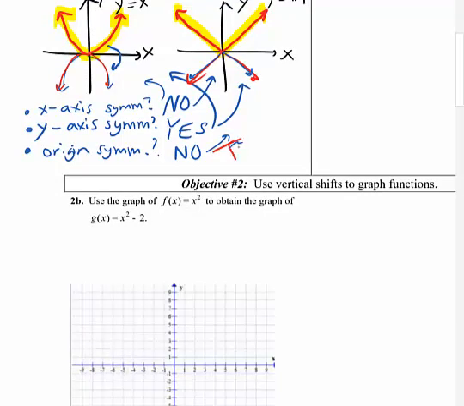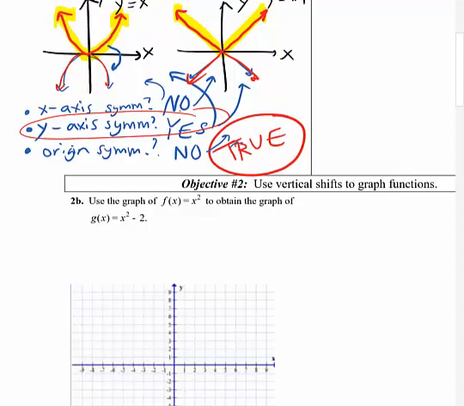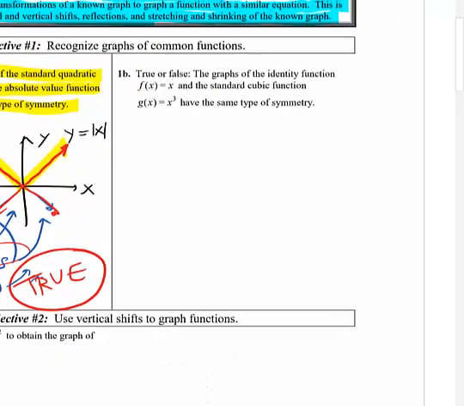So I'd say the answer to the question they asked is true. They do have the same type of symmetry. They have y-axis symmetry, but no x-axis and no origin.